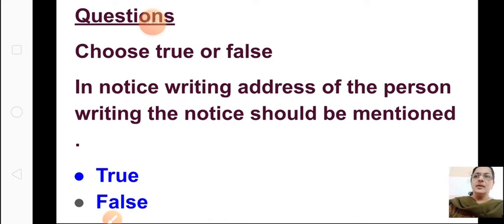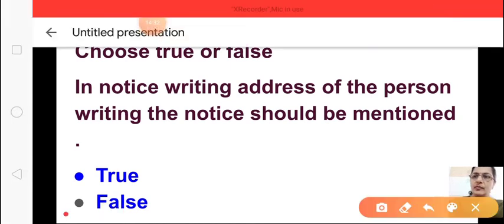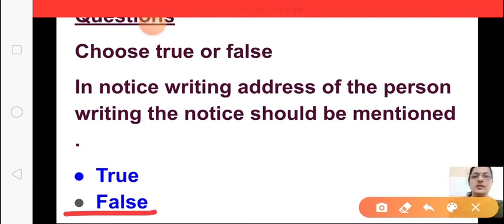Okay, see, here I have given choose true or false. In notice writing, the address of the person writing the notice should be mentioned. Is it correct, children? Are we writing the address? Suppose you are writing your full address? No. So the answer should be false. Understood? You have to just choose. But for this, you have to go through the format properly and the rules properly. Only then can you answer. You can do these two questions.